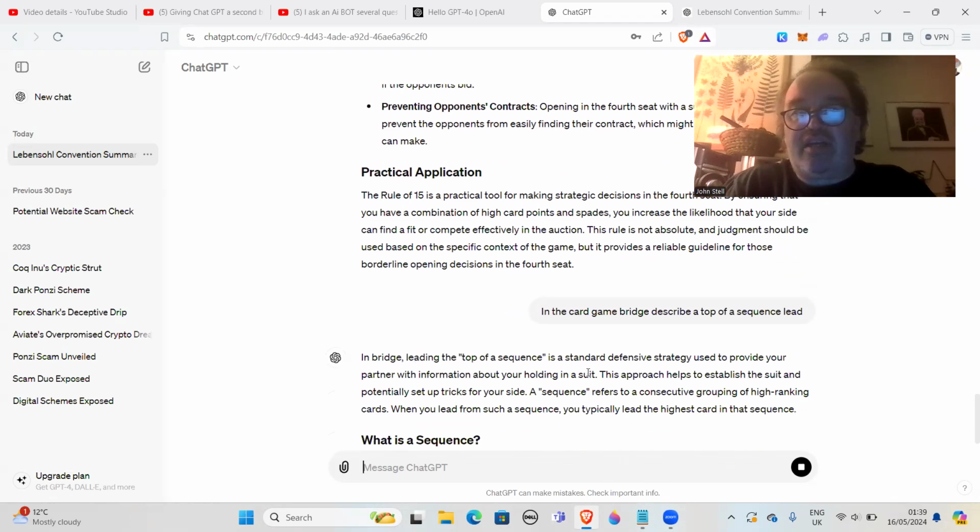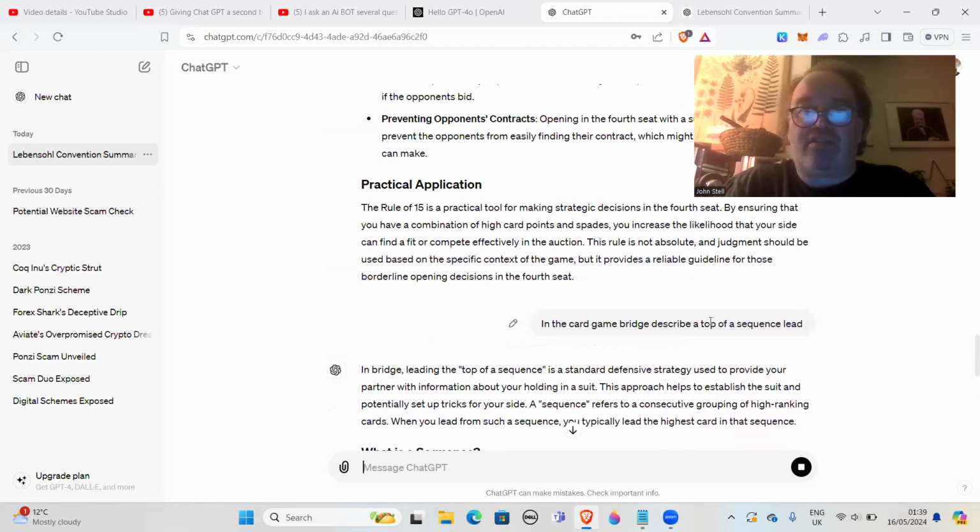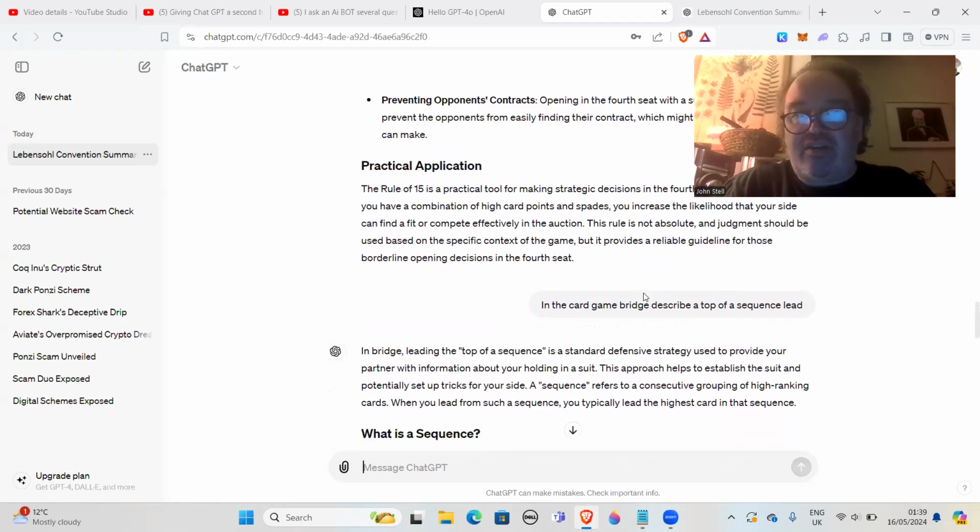All right, in the card game bridge, describe a top of a sequence lead. So I think last time I asked this, it got pretty much close to the answer, so I suspect this should be an easy question for it. Don't worry, guys, we'll get to harder questions later on.